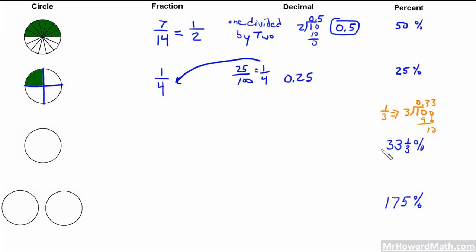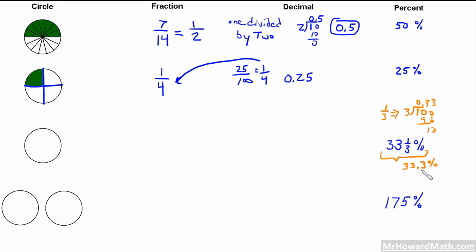So let's rewrite this as 33. We'll just stop at 1 decimal place, 33.3%. Same as, right? If you're not clear on that, just rewind the video a little bit and watch that again.